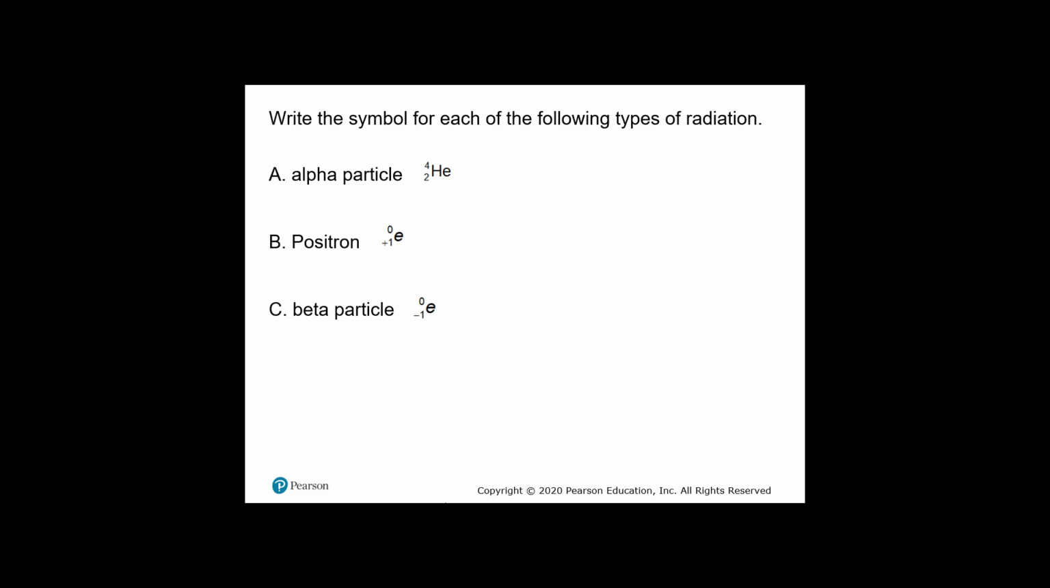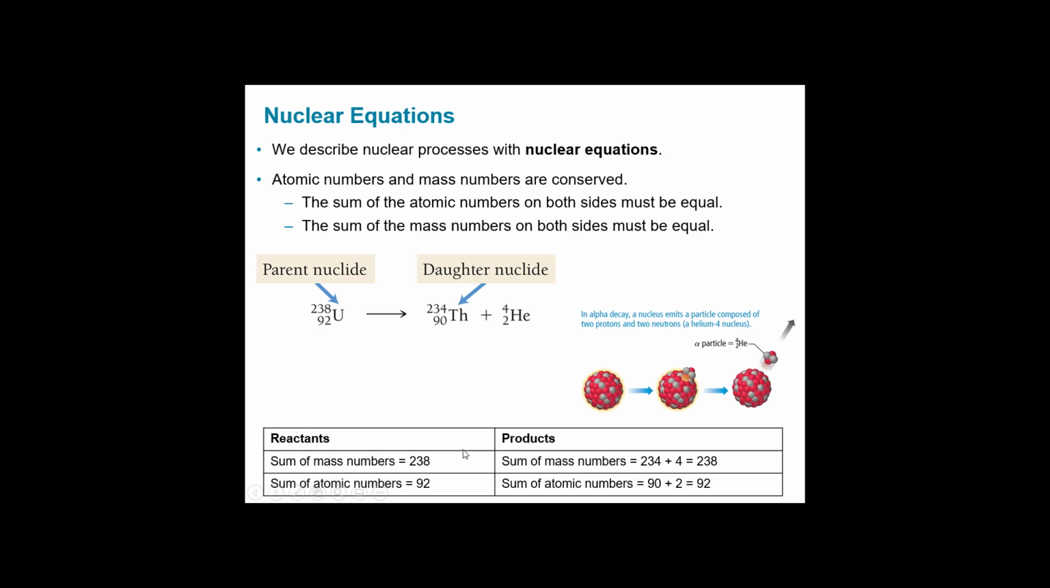So what is an alpha particle? We're writing it as helium. So mass of 4, proton number, atomic number is 2, and the symbol is He. A positron is the opposite of an electron, so you're going to have a +1 charge and 0 mass. And a beta particle is an electron, with -1 charge and 0 mass.